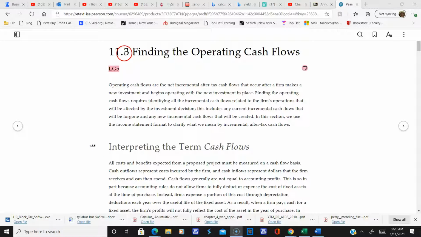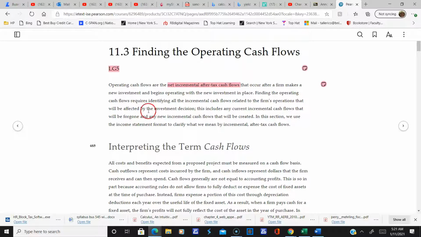I want to pick up here on section 11.3: since we already found the initial investment, how do we find the operating cash flows? These are defined as the net incremental, and the important words are after-tax cash flows, that occur after a firm makes a new investment and begins operating with the new investment in place.